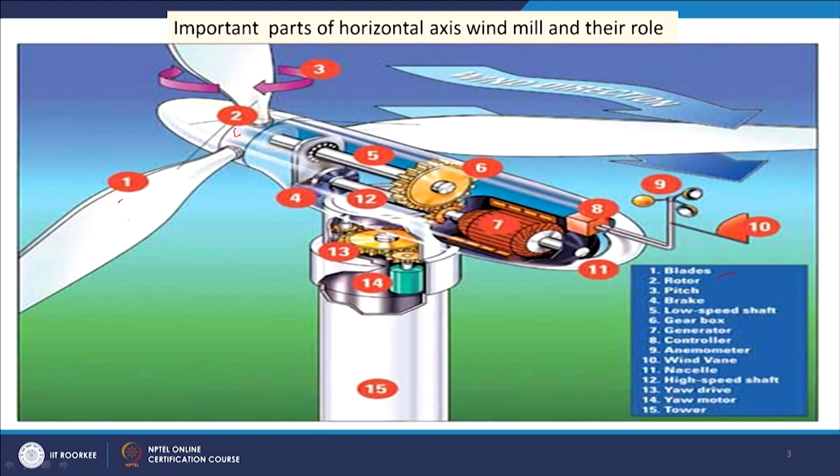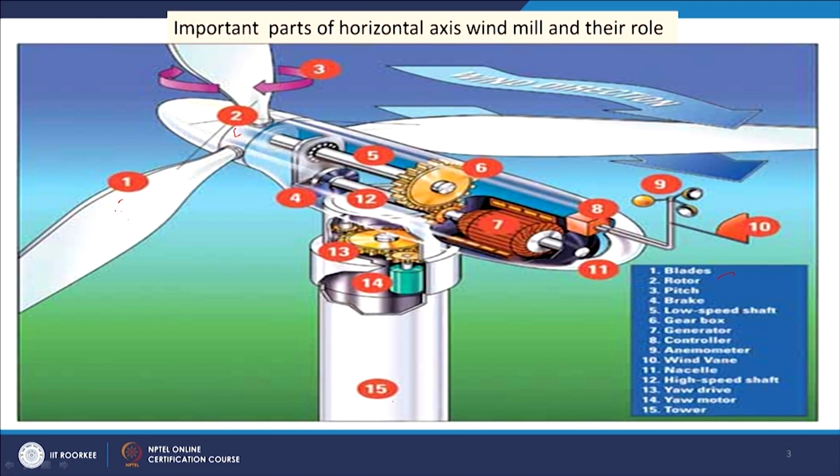and then 8 is a control unit and controller, and 9 is your anemometer, and 10 is your wind vane, and then 11 is your nacelle, and then 12 is our another shaft, that is high speed shaft, and then 13 is our yaw drive, and 14 yaw motor, and 15 our tower. This figure shows us different important parts of the horizontal axis windmill. Now we will see the role of these parts.